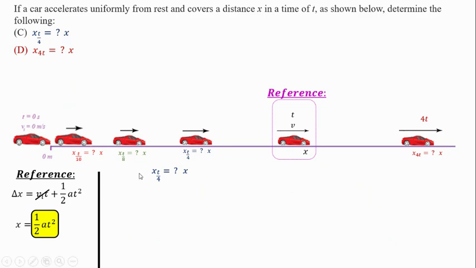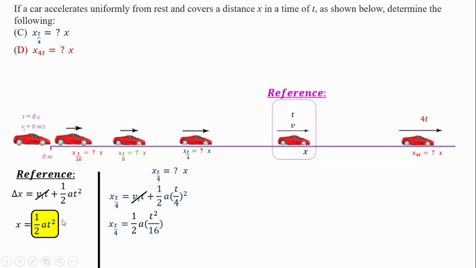It says, what is the distance traveled during 1/4 of the time? Okay, so we can set up the same steps, cross out v_i t, because v_i is 0, and wherever t is, I can substitute in t over 4, distribute the square to the t and to the 4, so 4 squared is 16, and this is where I have 1/2 a t squared over 16.